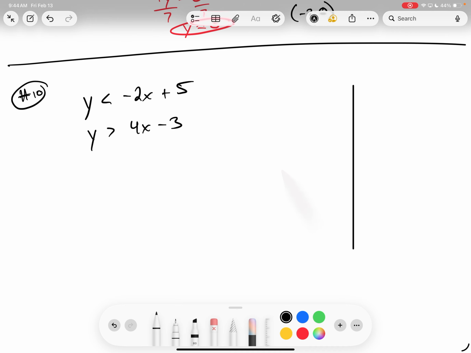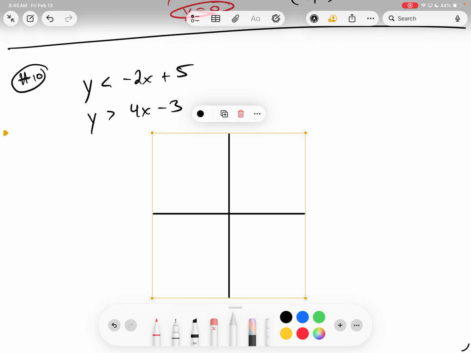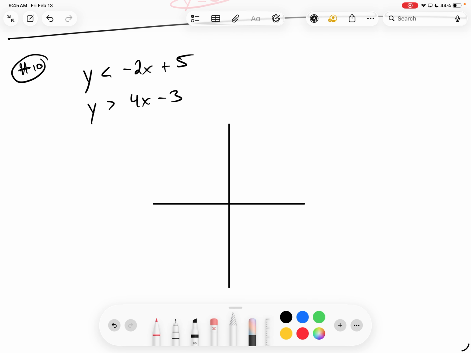Graphing this is very similar to graphing y equals mx plus b. There are two differences. The first difference is if it is less than or greater than, you do dashed. If it's less than or equal to, or greater than or equal to, you do a solid line. And then the second difference is you need to shade.